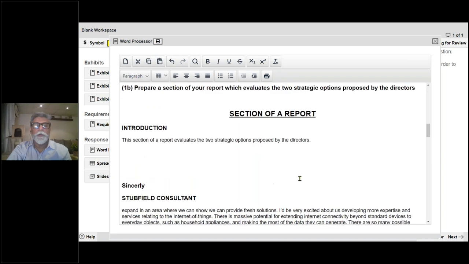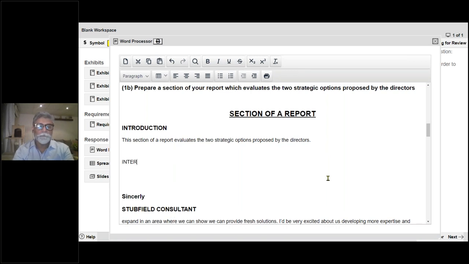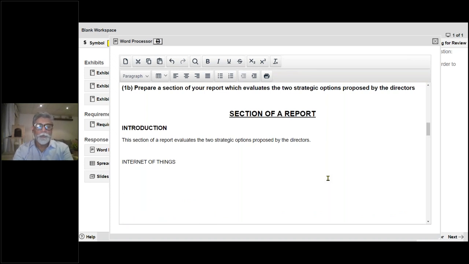Done. I'm ready with the format. Please have a look at the format. Main heading, section of a report, in the center, bold. Introduction: this section of a report evaluates. I just copy pasted from the requirements. Now, what's the first option? Internet of Things. And the second option is?